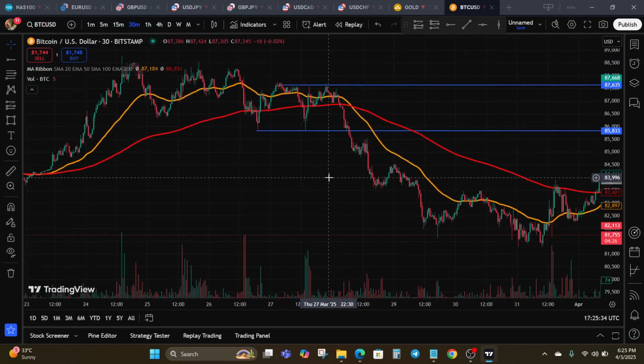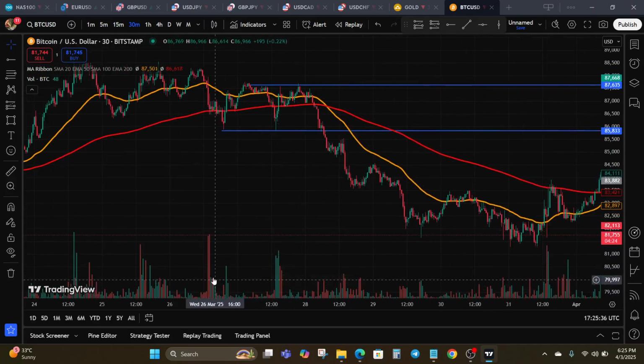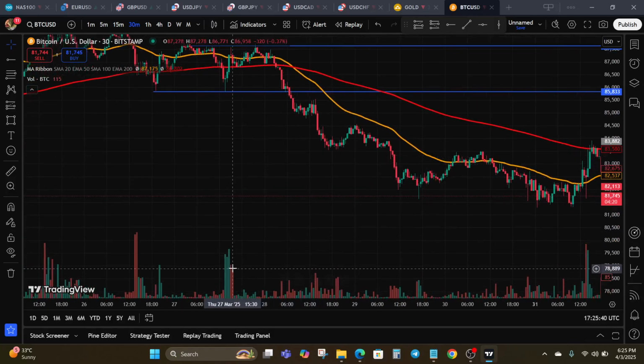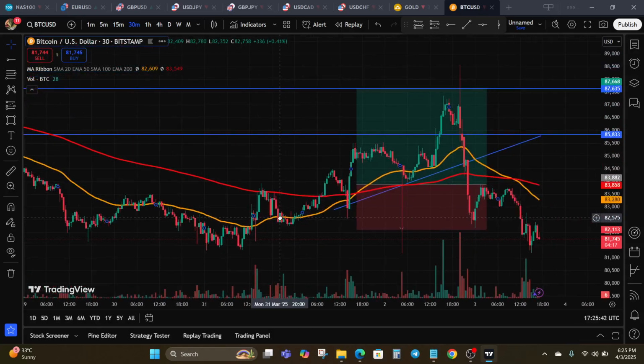And if you look closely, you will see that at some points we had spikes in volume, even though it was not at every point in time. But just pay attention to volume spikes, because they can also add to your confirmation. So these indicators, when used together, can give you a clear picture of where the market is headed and help you make more informed decisions.